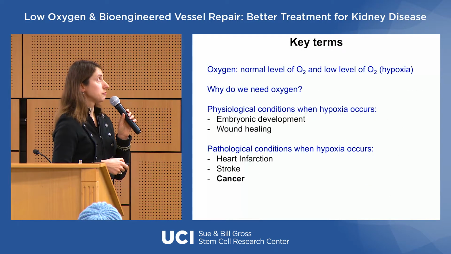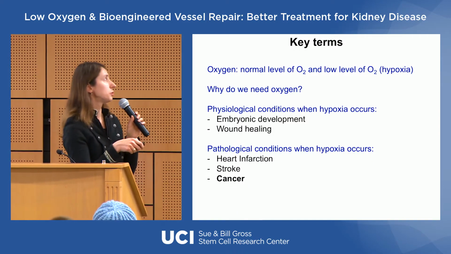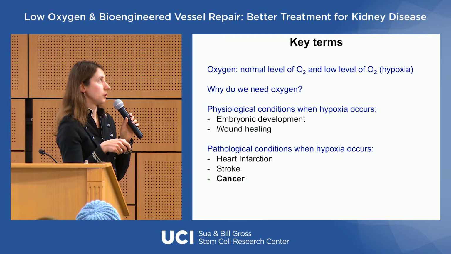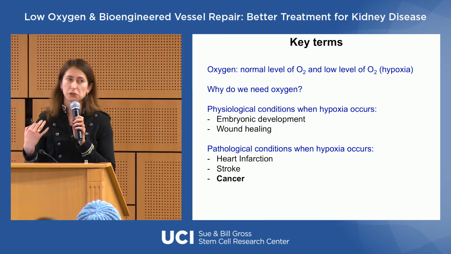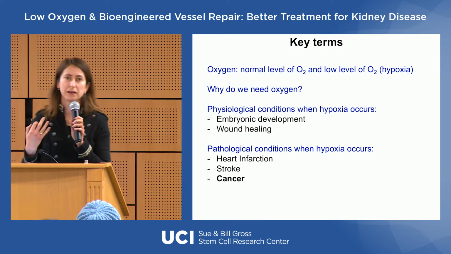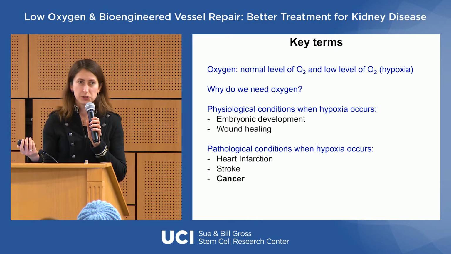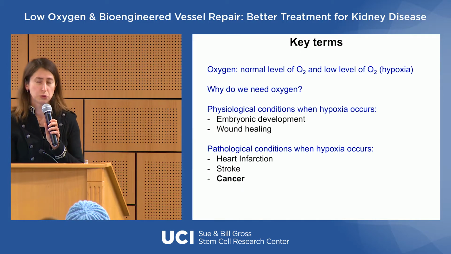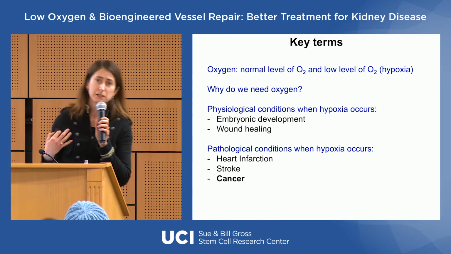So our next key term for today is oxygen. We need to talk about oxygenation, so we need to know what is the normal level of oxygen and what is the low level of oxygen, or so-called hypoxia. So why do we need oxygen? We breathe oxygen, we need oxygen, and we need oxygen because our tissues rely on oxidative phosphorylation process to generate energy. So we usually consume sugars. Those sugars need to be converted into the form of energy. It's called ATP.